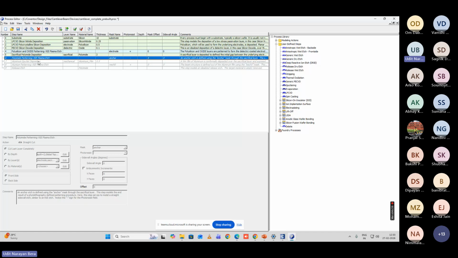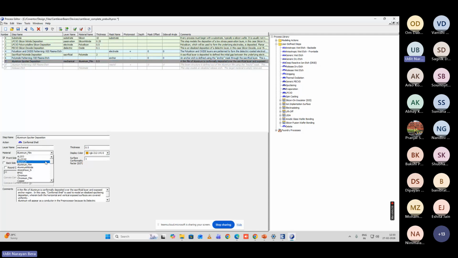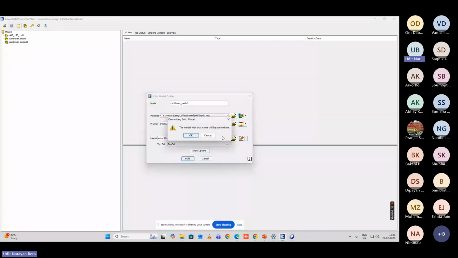So the aluminum sputtering and RIE, that I have already told you about. Let me enable it first. So here the cantilever is made up of aluminum. You can also change the material from here. Although it is an aluminum film, which is in the tutorial already, that's why I'm using it. Otherwise, you can use silicon also. So once the aluminum sputtering is done, let me show you how it will change if I build it again.